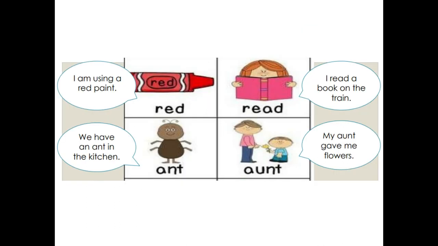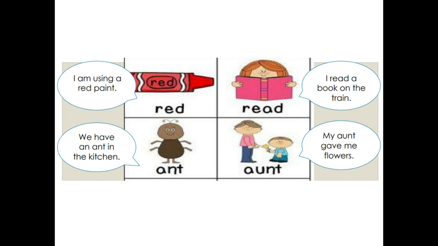So here are some examples. So the top part, I am using red paint, R-E-D, and I read a book on the train, R-E-A-D. And that one's fun because if you look at the word read, that can also be read, right? Like I read a book. All right, but that is not a homophone. That's a whole different story. So these two words are homophones if you read it like this, red, red, and red.